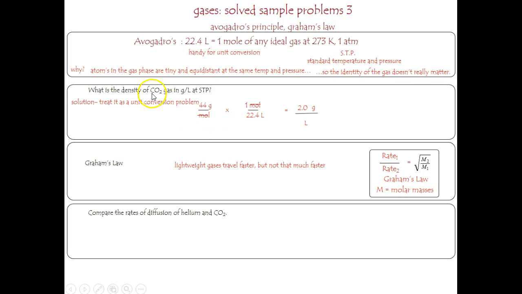Here's a solved Graham's law problem. Don't forget that this is all about the idea that a small gas will travel faster than a large gas, but not that much faster. Technically, we call this the rate of diffusion. You sometimes see it listed as effusion.